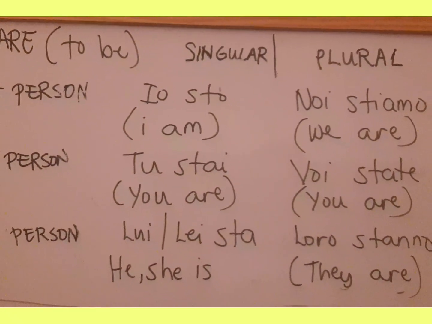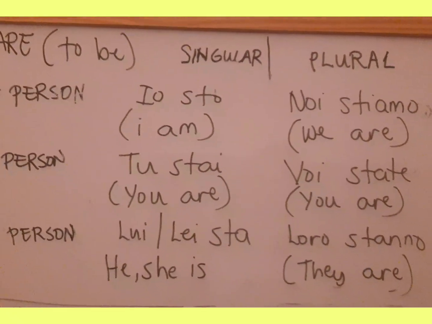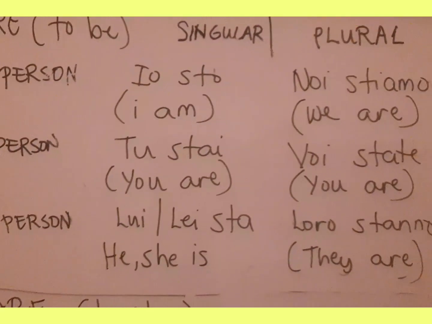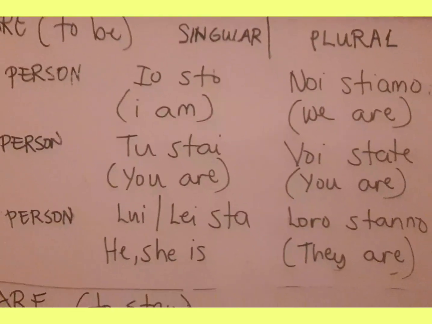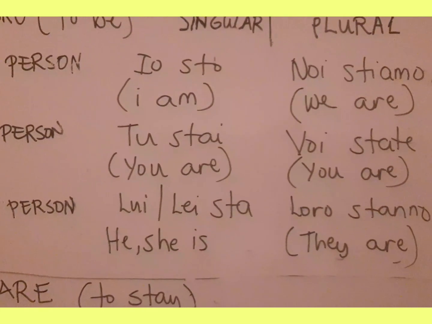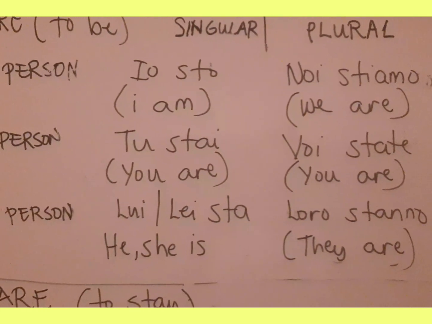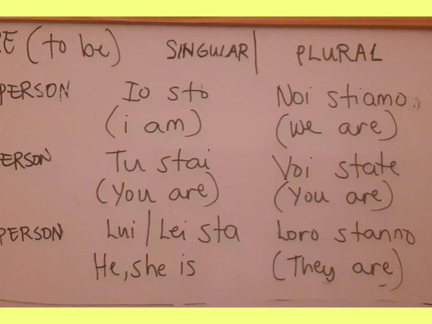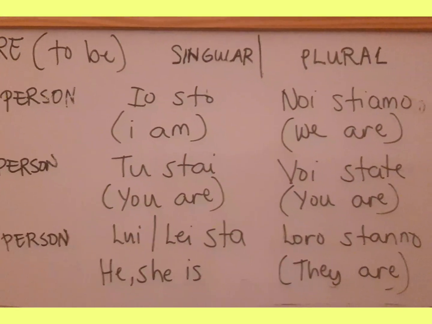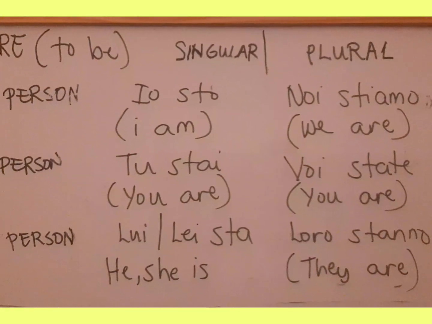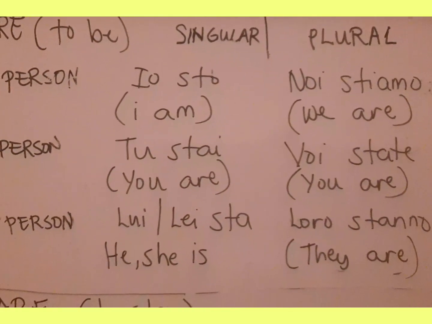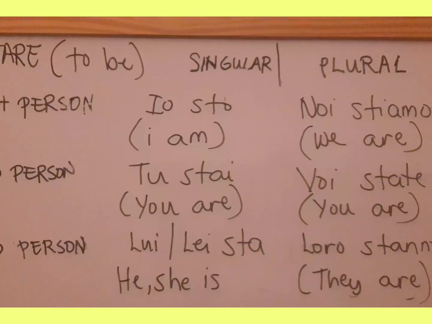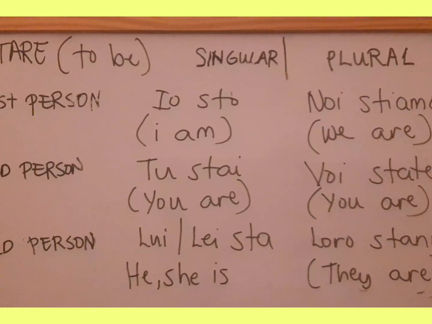Stare. Irregular verb, stare, to be. Io sto, I am. Tu stai, you are. Lui, lei sta. He, she is. Noi stiamo, we are. Voi state, you are. Loro stanno, they are. Irregular verb, stare, to be.